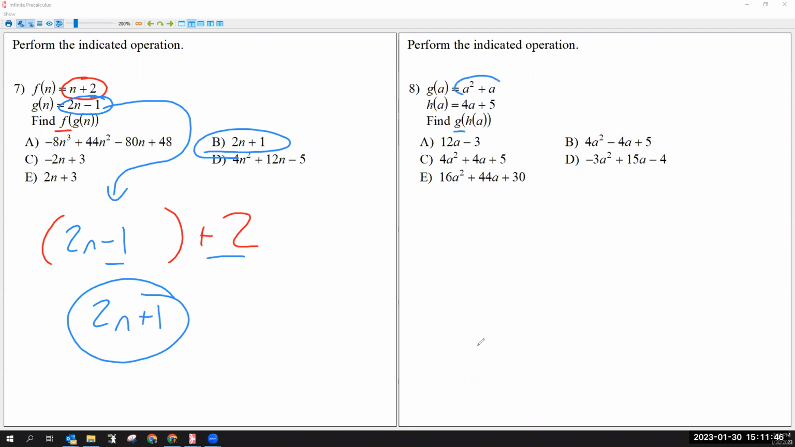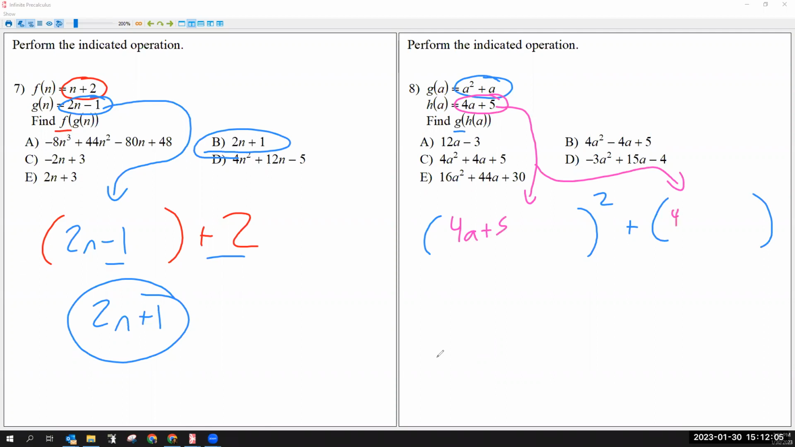Your number 8, though, let's see. Okay, outside function is g. There's g, and right away I see, whoa, there are 2 letters, 2 variables. Okay, so I put parentheses where both of them are. Notice I leave the squared. I'm just replacing the variable. And so that means I have to plug that in twice for a plus 5, for a plus 5.